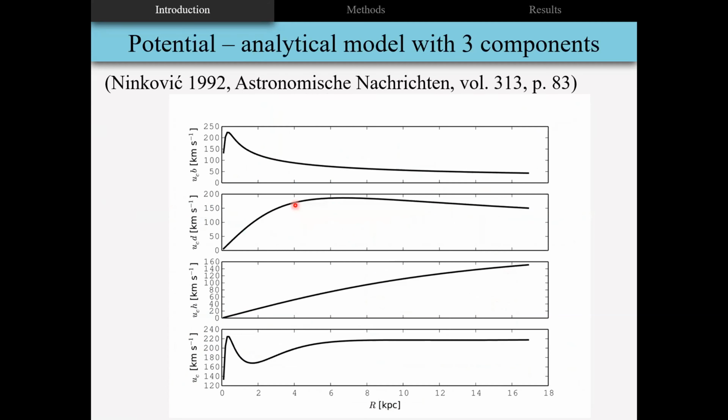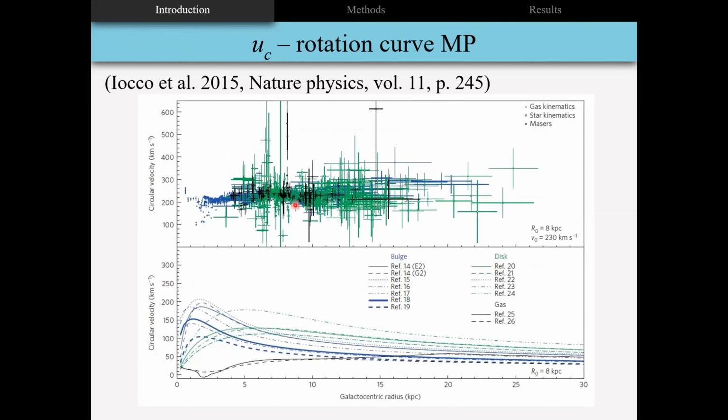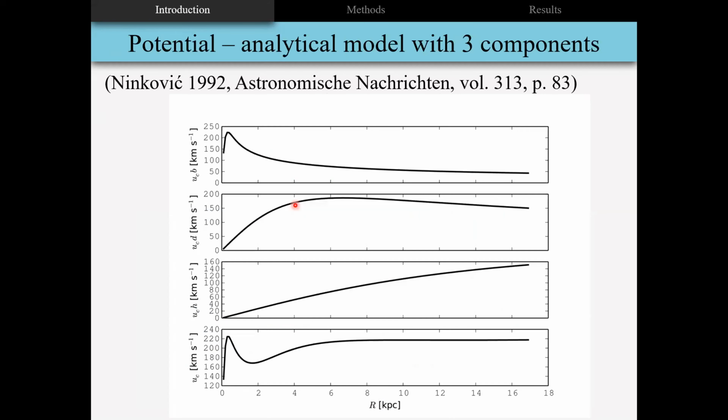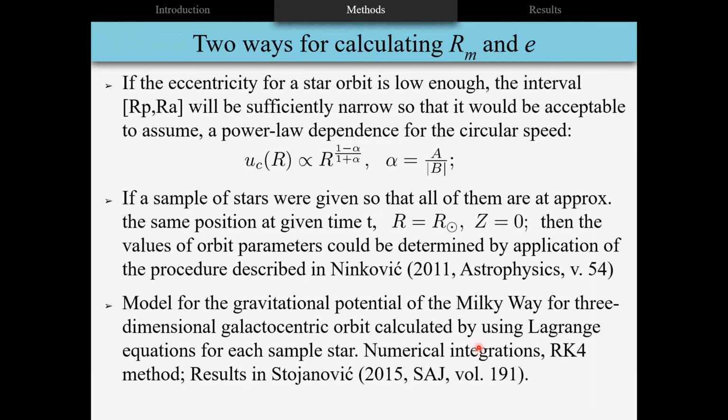In order to do all this work, we needed to choose some kind of model for the Milky Way, and we chose an analytical model with 3 components, which fits very well, for example, this observational data that you can see here. The 3 components are bulge, disk, and halo, and this is the combined rotational speed for the Milky Way model.